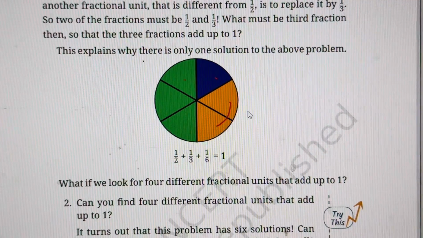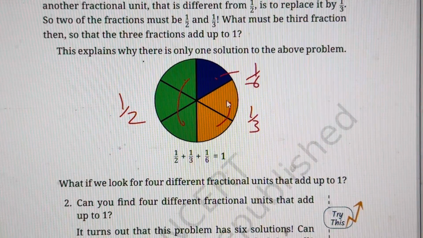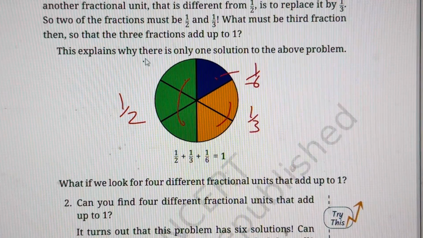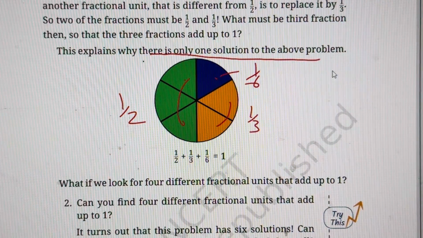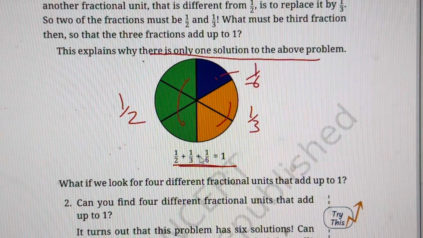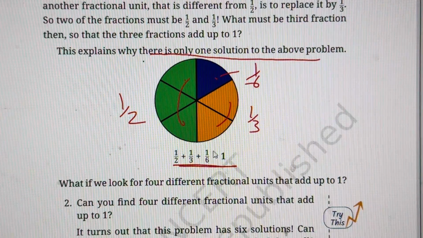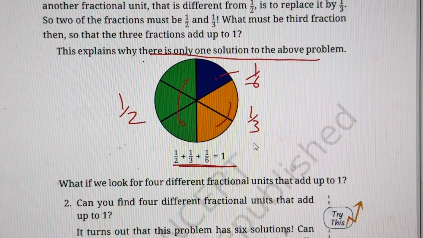This yellow part is 1/3. This is half. So what is remaining is only 1/6, that is the only option. So this explains why there is only one solution to the above problem. If you want all three different, there is only one solution, that is 1 upon 2 plus 1 upon 3 plus 1 upon 6 is equal to 1 whole.